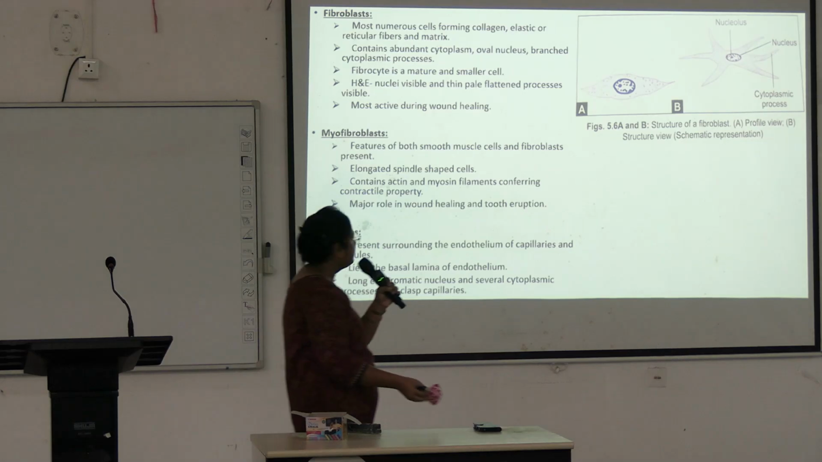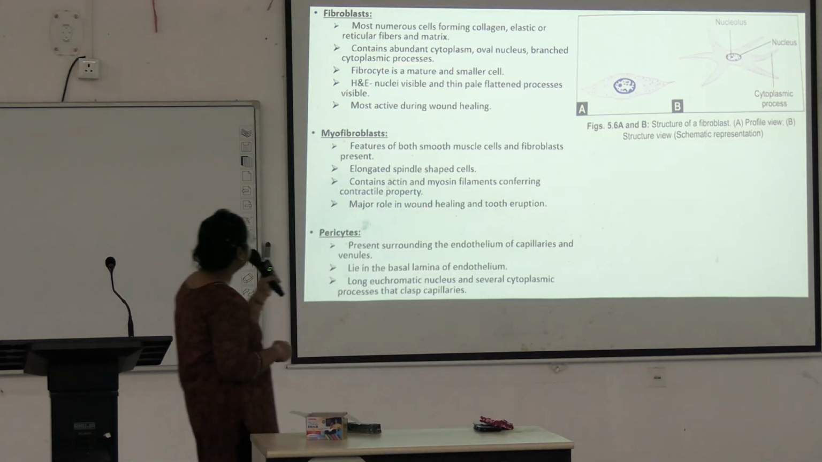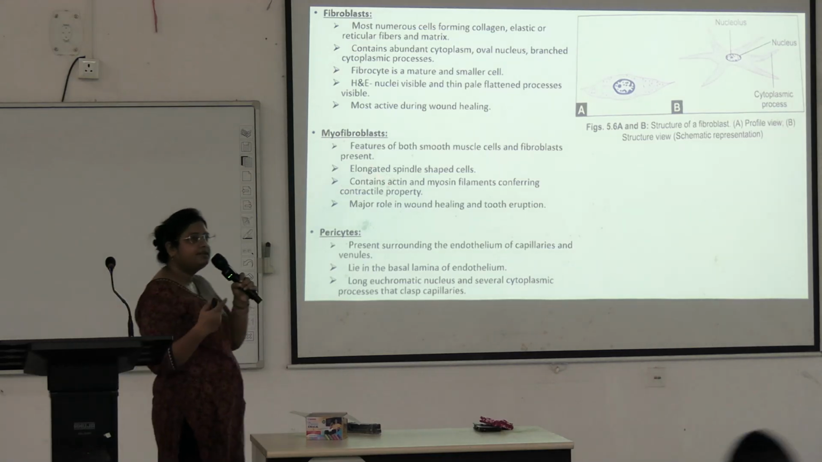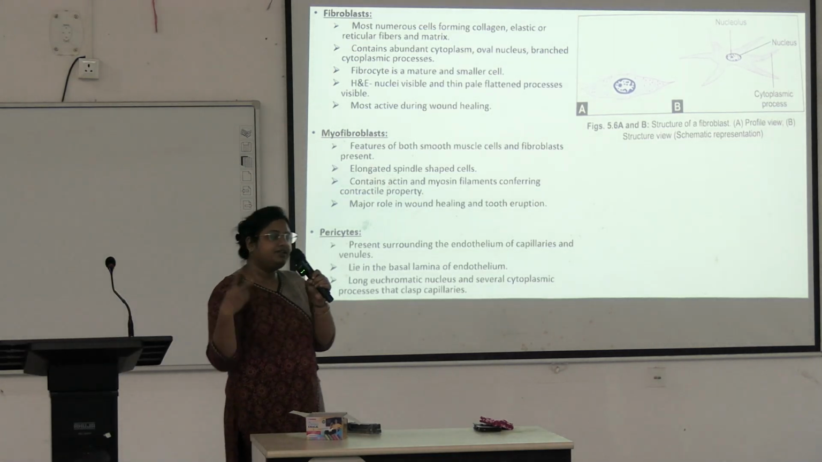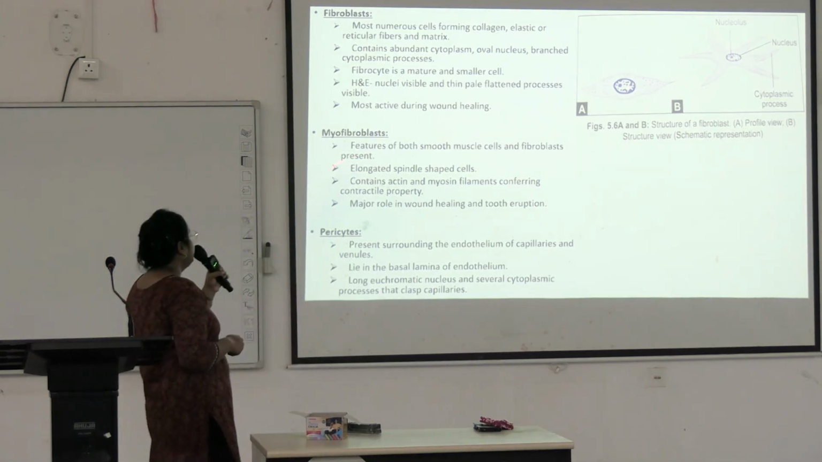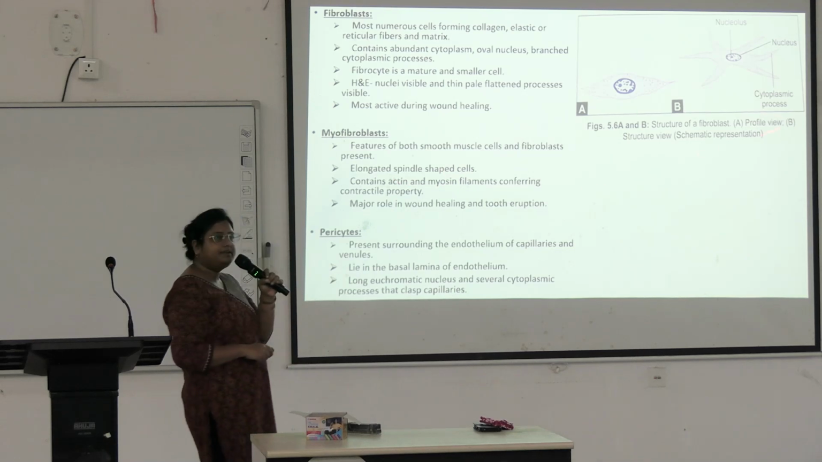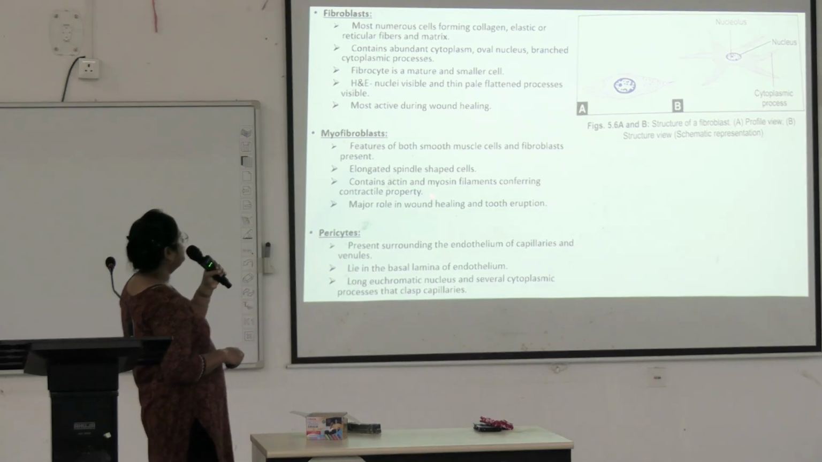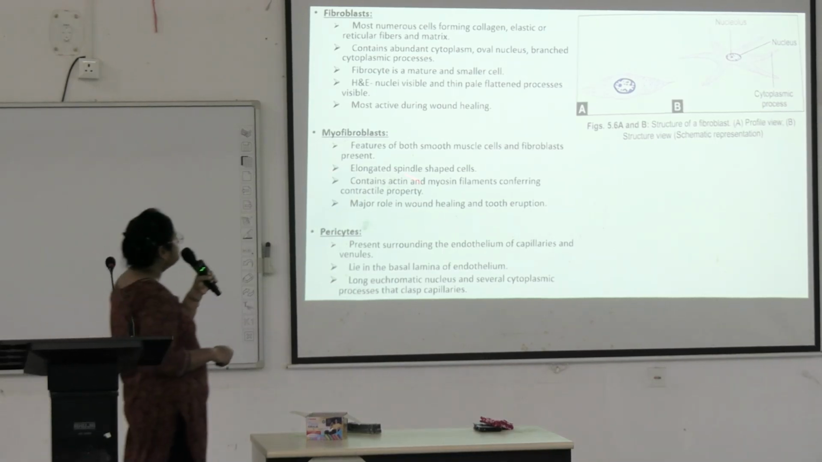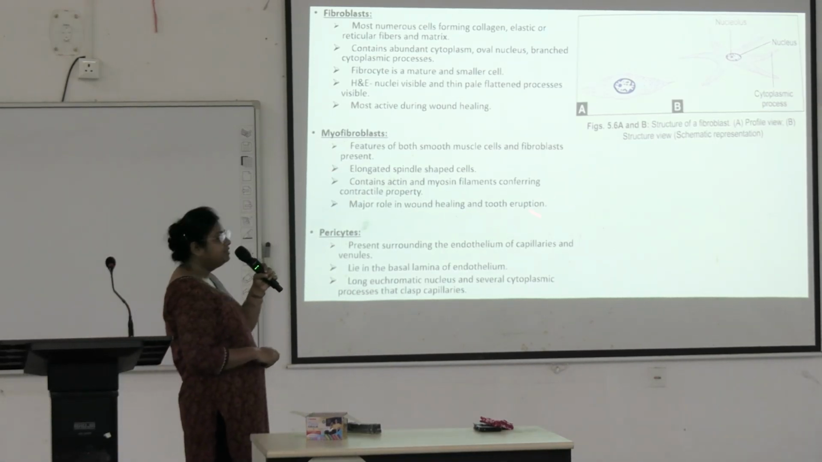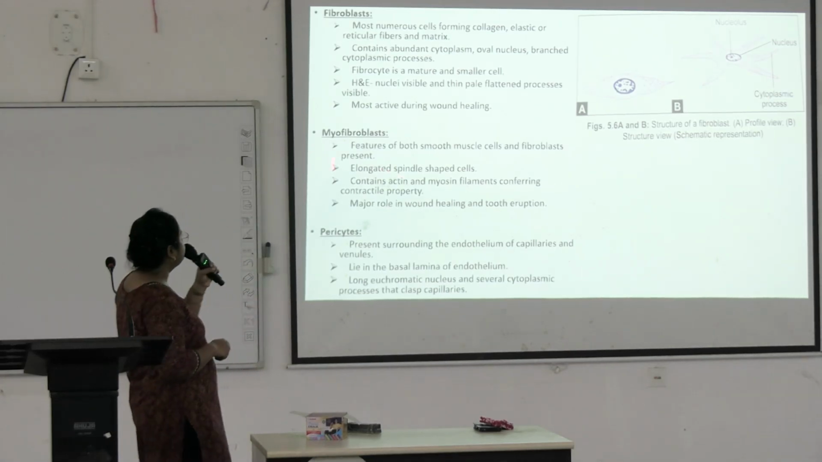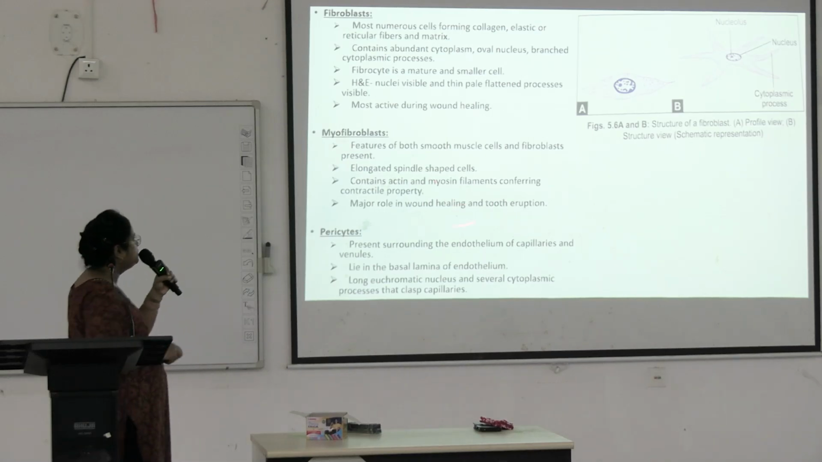So next is the myofibroblast. Myo means muscle. So it has features of both smooth muscle cells and the fibroblast. It is an elongated, spindle-shaped cell, containing actin and myosin filaments, conferring the contractile property. It has a major role in wound healing and tooth eruption. These are two important processes that myofibroblasts help in.